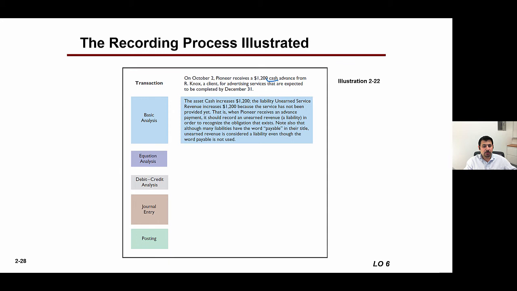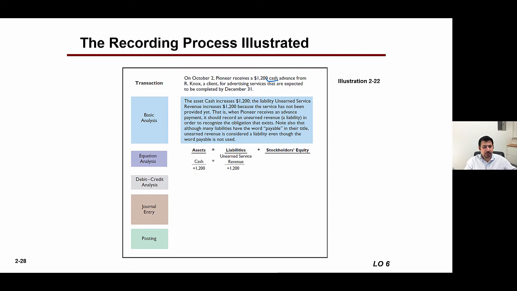So cash has increased by 1,200, and the liability unearned service revenue has also increased by $1,200. Again, the reason why we call it unearned service revenue is because this is a service that will not be completed in this current accounting period. Rather it will be completed in the future. So the money that we have received, we did not earn it yet. It will become a revenue, and we will earn this revenue once we have completed the service.